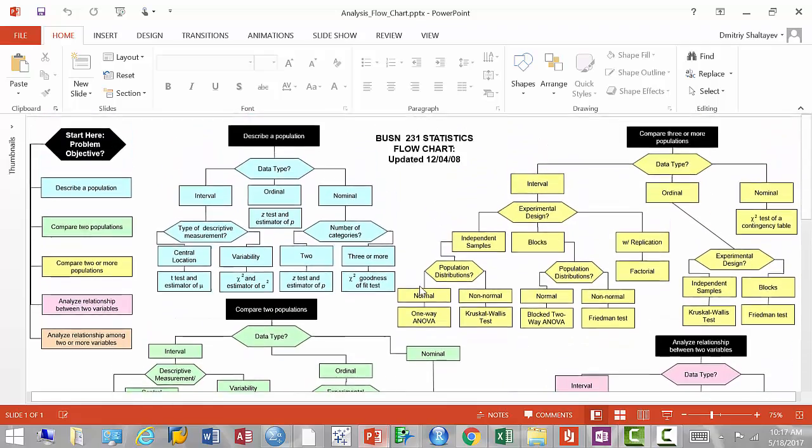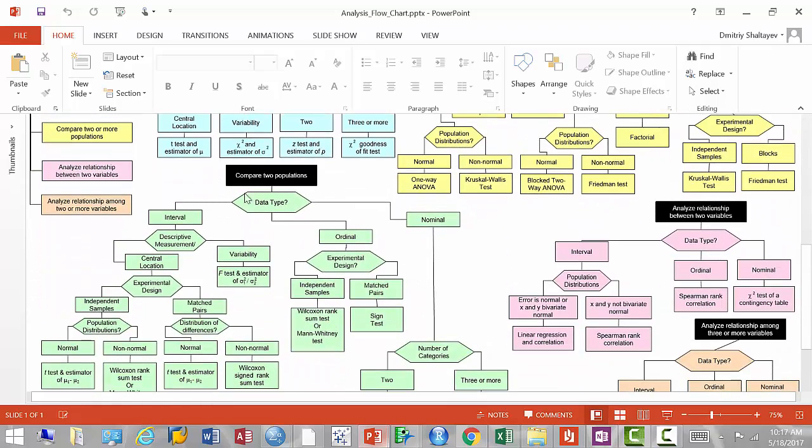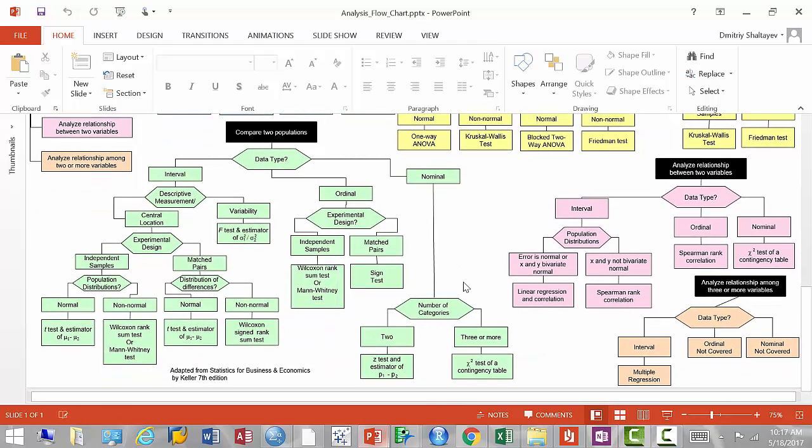Okay, so obviously we're comparing two populations, right? Sales of brightly colored soap and sales of the dull colored soap. Data type is nominal, right? And number of categories, well, technically it's 3 or more, right? Because what we have is our soap, competitors A, B, C, or D.